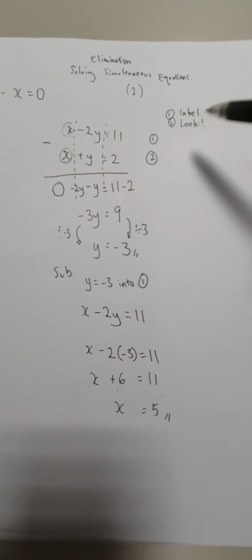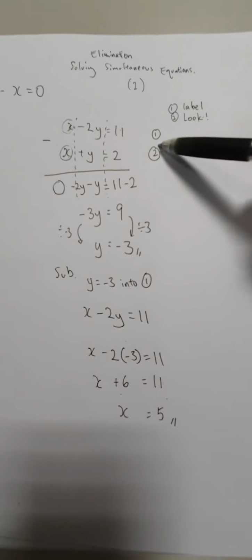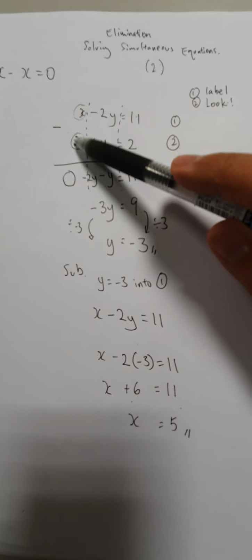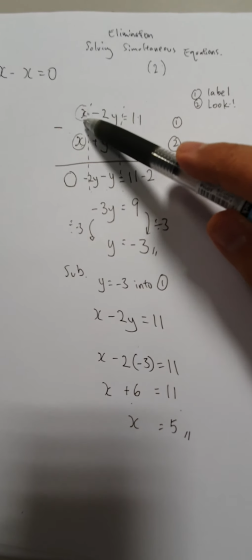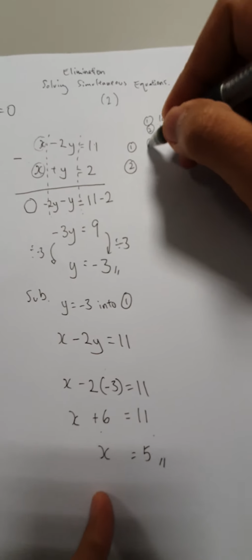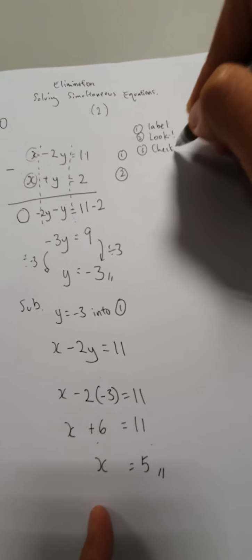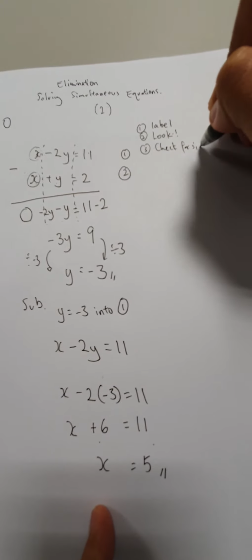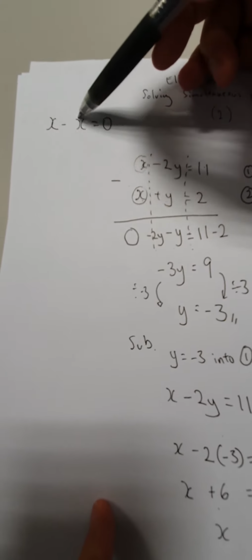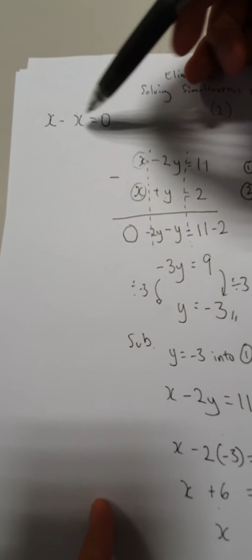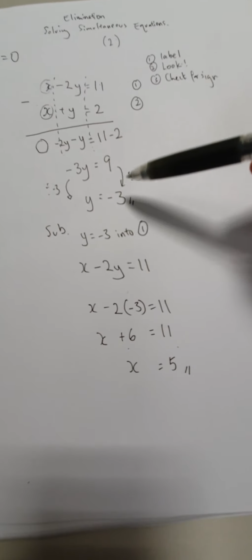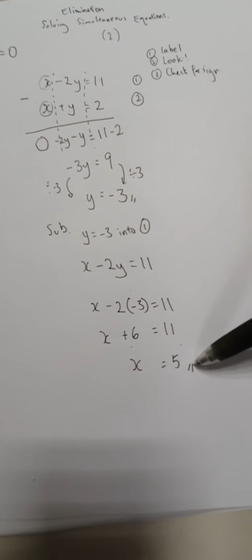Alright, so the first step, you label the equation. Second step, you look out for the same variable, the variable with the same value in front. The third step, you check for their sign. Is it positive, negative? How do I make it 0? If I write down both like that side by side, I must minus it, or do I plus it? Okay. Then lastly, remember to solve for both x and y, or y and x.